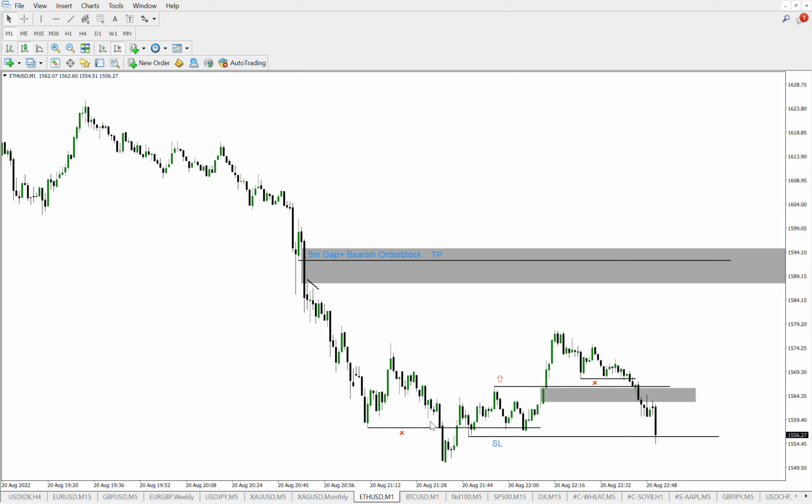You're going to have the raid on liquidity. You're going to have the market structure shift to the upside. You're going to have the fair value gap in the breaker. You're going to have all these things, but since the higher time frame order flow is wrong, you're going to get crushed. And in this instance, we would have gotten crushed.